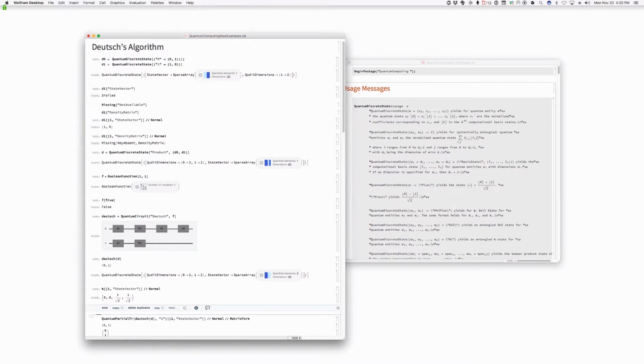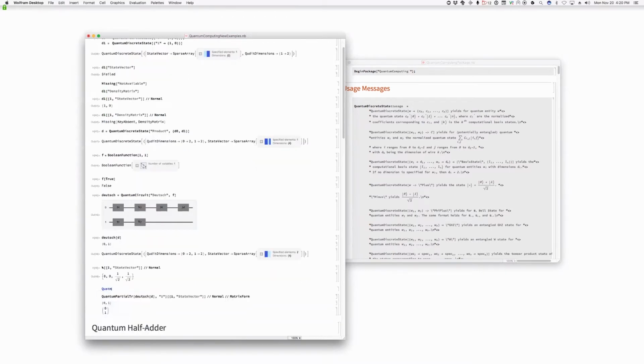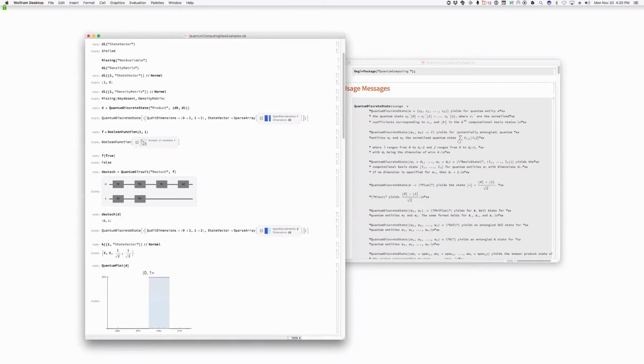Is there any way of seeing what those indices of the state vector are? If you do quantum plot of Deutsch of D, or quantum plot of D, or maybe it might be quantum discrete, yeah. Okay, well, that's lovely, but I'm going to ask for a different thing. I think it would be good to have a query of the quantum discrete state that would tell you, for the state vector, what the labels of each of the elements of the state vector are.